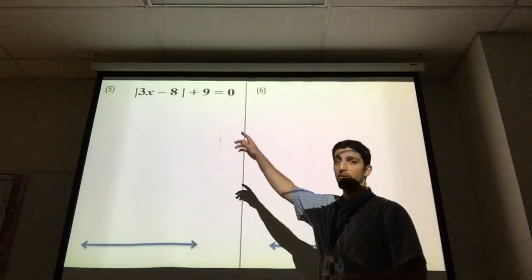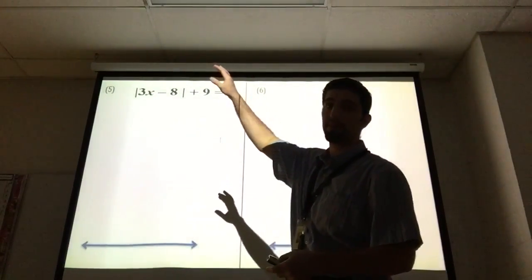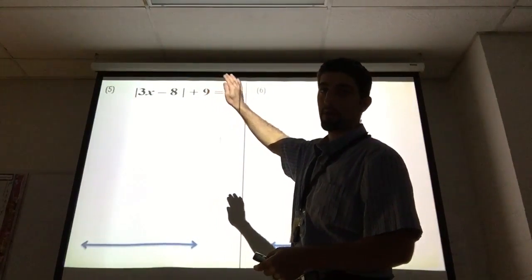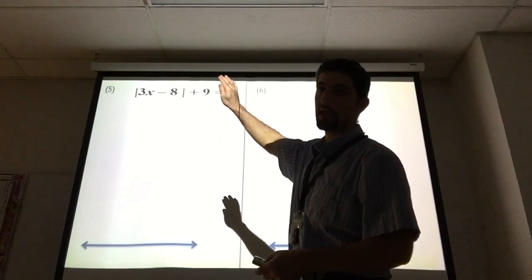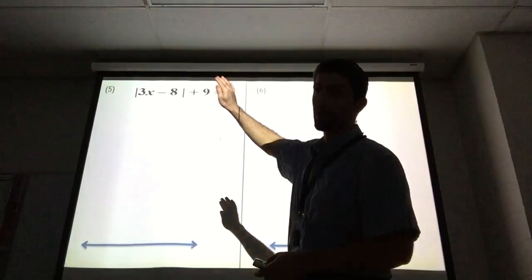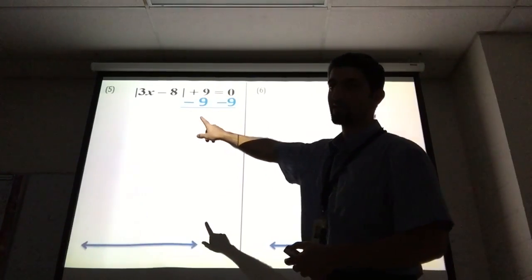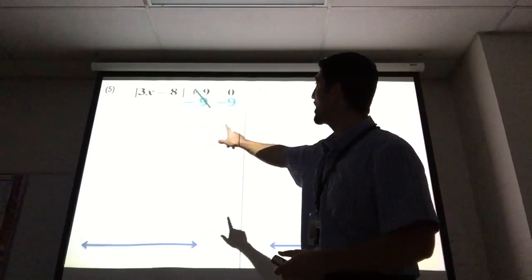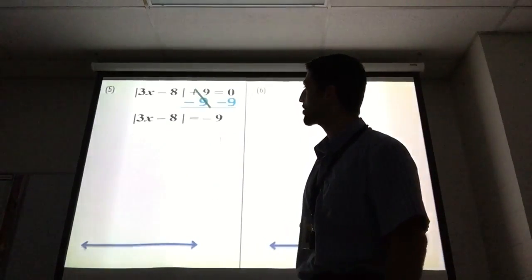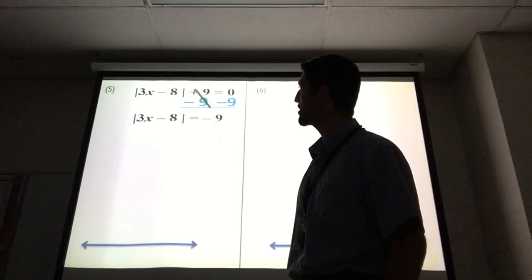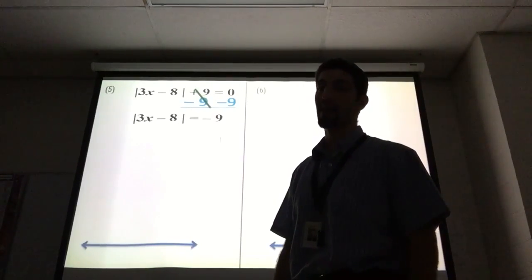And again, if you cover up the equals 0 right there, you can see that the absolute value is not by itself. So we have to isolate that right now. To do that, we're going to subtract 9 from both sides so that it cancels out right over here. Then you'll have the absolute value of 3x minus 8 is equal to negative 9.